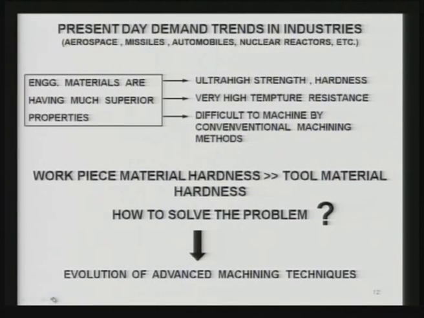Now, there is a basic principle of these conventional machining processes which one has to follow, that is workpiece material hardness should be smaller than the hardness of the tool material. But in these high tech materials, the workpiece hardness is much larger than the tool material hardness. So, it will be difficult for the conventional tool to machine these workpiece materials. So, the question arises how to solve this problem. This led to the evolution of advanced machining techniques, that is what we are going to discuss, or that is what we have named as advanced machining processes.